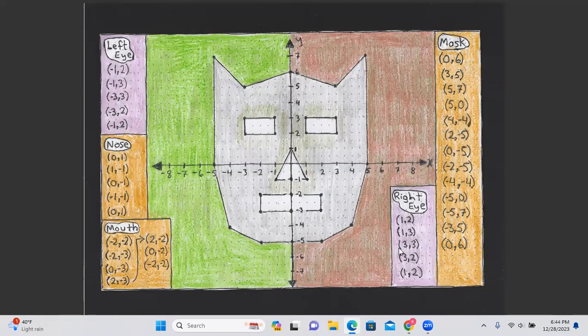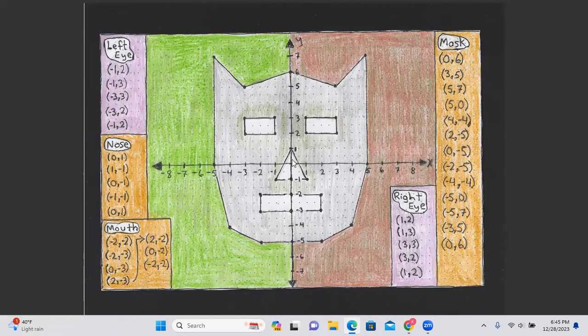We're going to do the same thing with the left eye. Notice how the left eye's points are almost a mirror image, but in quadrant 2. The x values are negative here, and we will do the same thing. We will go over to -1 and up to 2 to make our first point for the left eye. Then we're going to go back to -1 and then up to 3 to make our second point, and we're going to connect that line there.